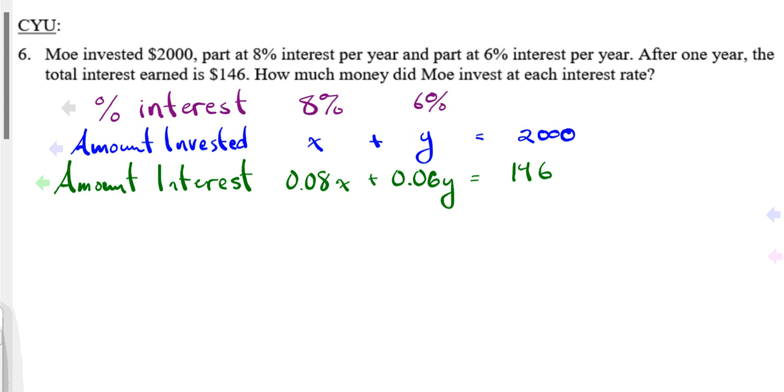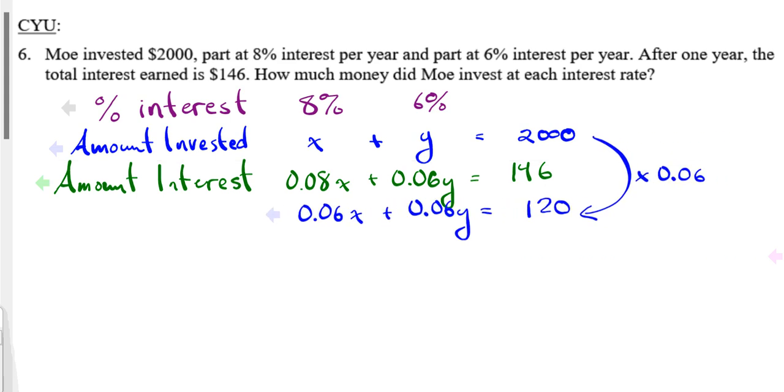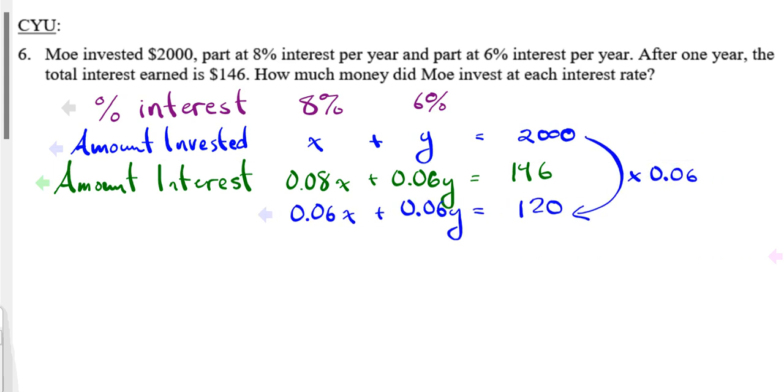Here you can see how I've set up the equations, very similar to the first example that we did earlier. This one I'm going to solve using elimination. So once again, I'm going to take my first equation and I'll multiply it by 0.6. So you'll notice for both of these, I'm multiplying it by the smaller number or the smaller interest rate. When I say both of these, I mean this question and the previous question.